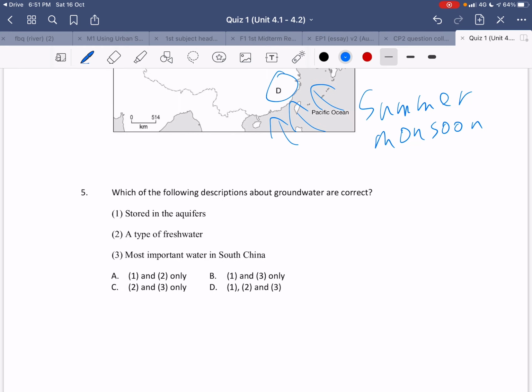Which of the following descriptions about groundwater are correct? Stored in the aquifer, true. An aquifer means the underground layer which stores a lot of water. A type of fresh water, true. The most important water in South China, no, because South China always has rainfall. So number 1 and 2 only, A.